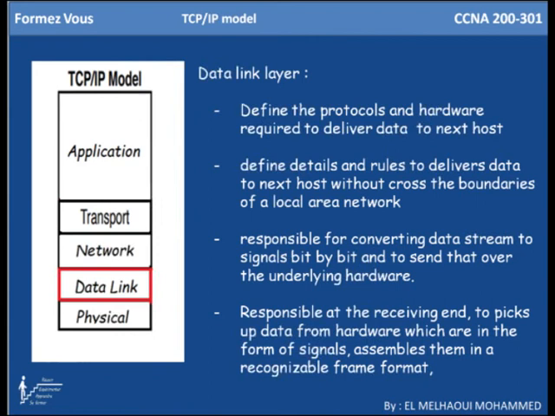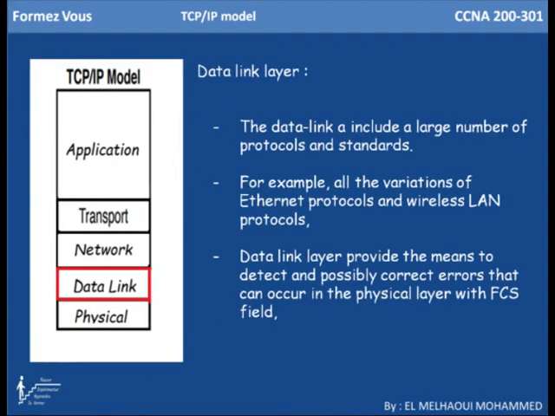Okay. The data link layer includes a large number of protocols and standards. For example, all the variations of Ethernet protocols and wireless LAN protocols, discussed later throughout these videos, don't worry. The data link layer provides the means to detect, and possibly correct, errors that can occur in the physical layer with the FCS field. Don't worry, I will explain it in the next video. I will explain the Ethernet protocol and MAC addresses later, okay?